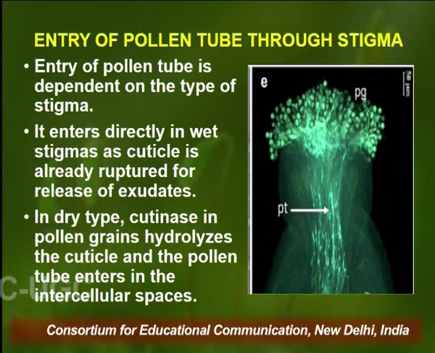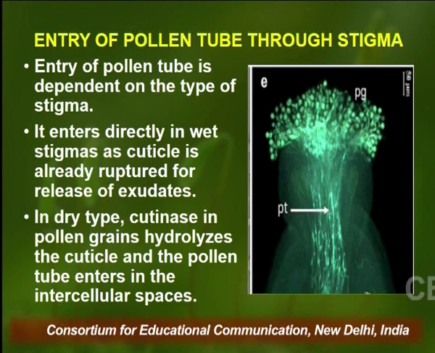Once the pollen grain has germinated, so what has happened? Germination means putting forth the pollen tubes. Now, once these pollen tubes have been put forth, they have to enter through the stigma, move through the style and eventually reach the ovary. So, entry of the pollen tube is dependent on the type of the stigma.